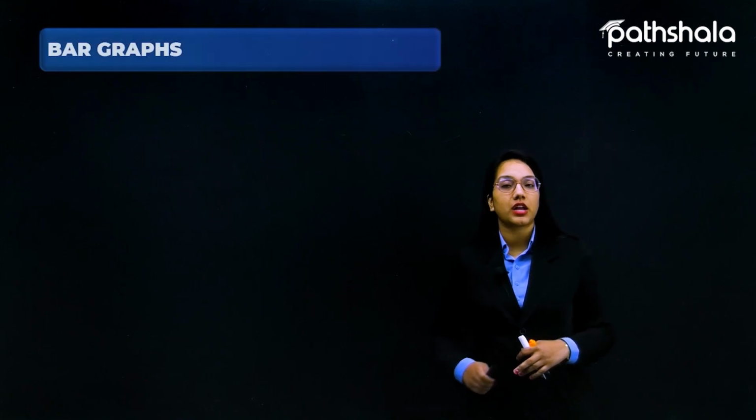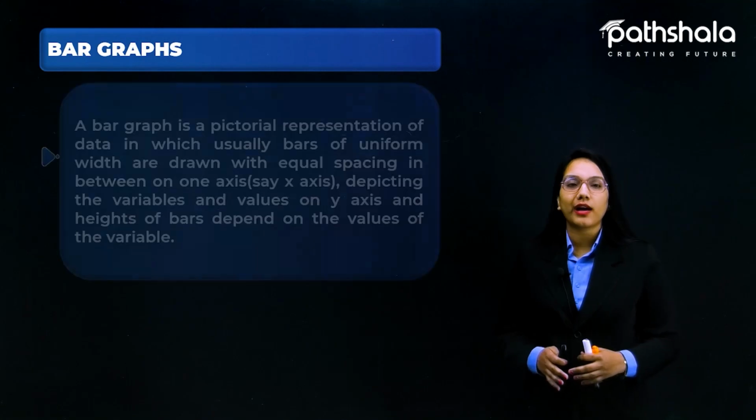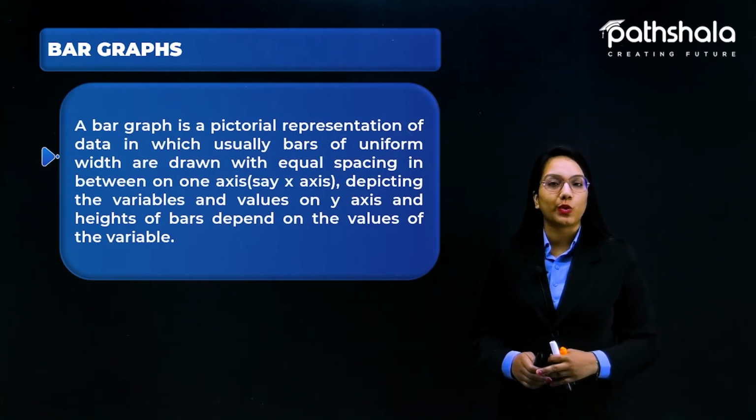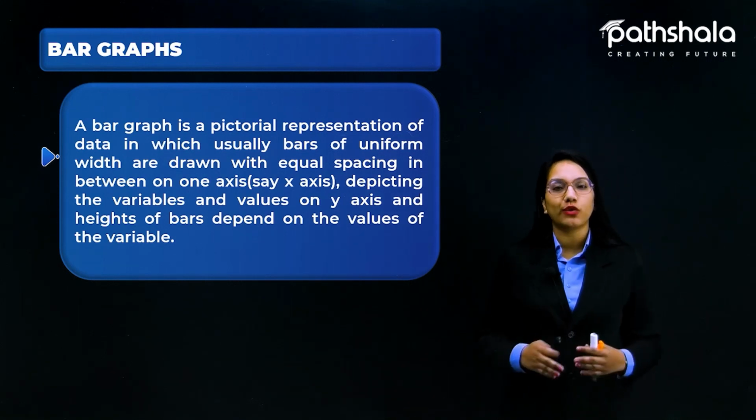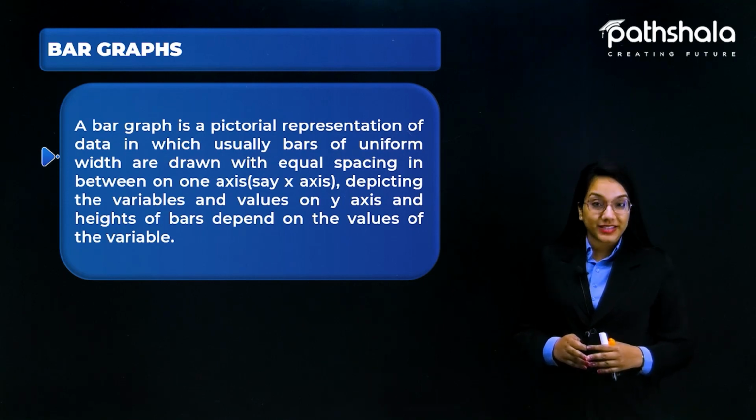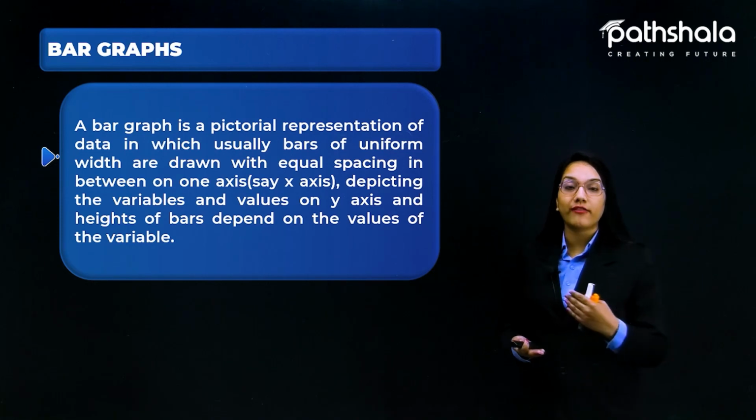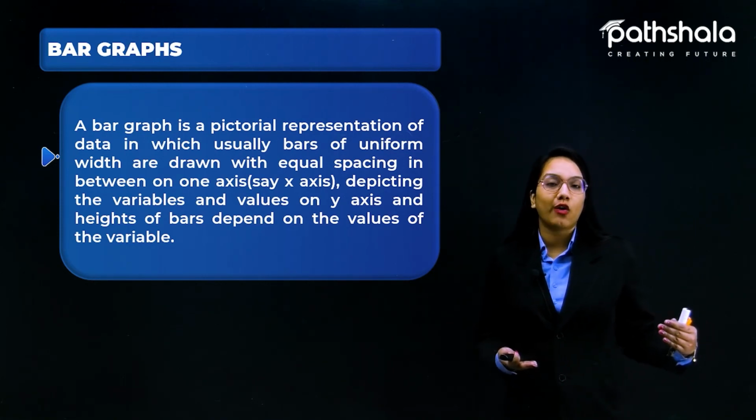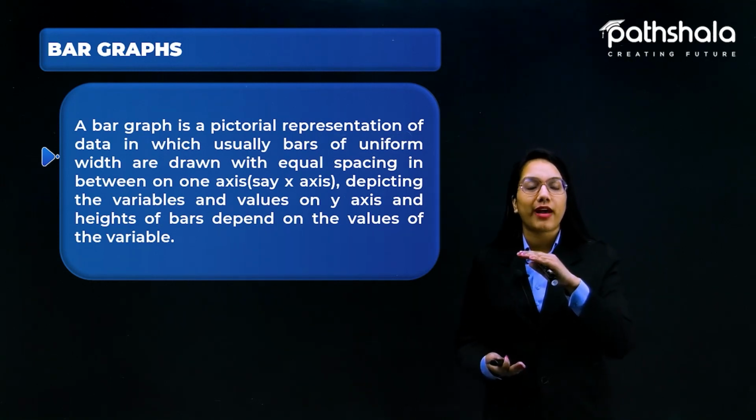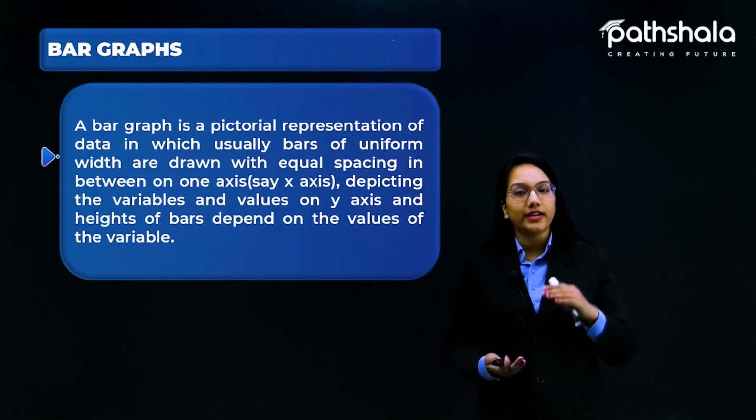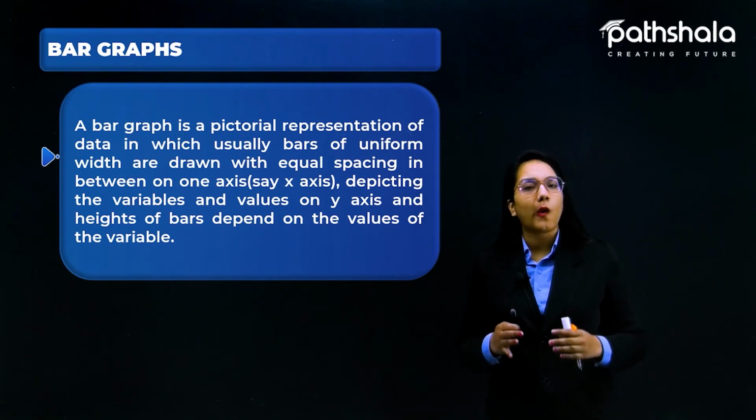Let us start the graphical representation first with the bar graphs. So what are bar graphs? A bar graph is a pictorial representation of the data in which we usually have bars of uniform width, drawn with equal spacing in between on one axis. Say, if we are talking about the x-axis, they have equal spacing in between all of them, depicting the variables, and the values are on the y-axis. The values are always on the y-axis, and the heights of the bars depend upon the values of the variable. So this is all about the bar graph.